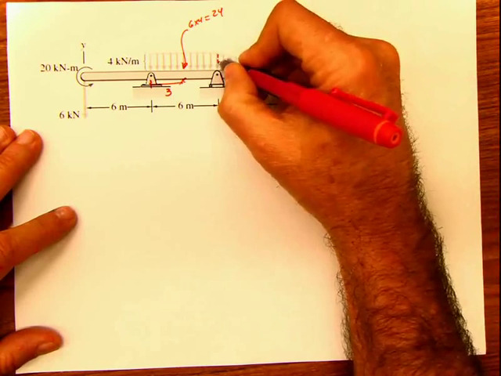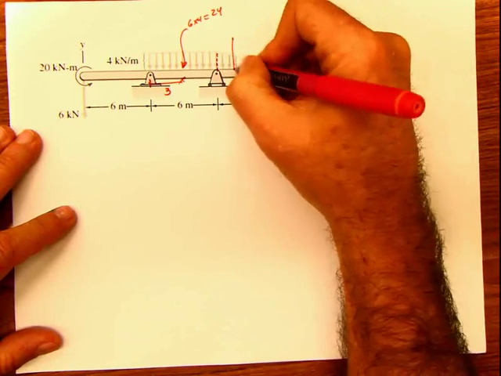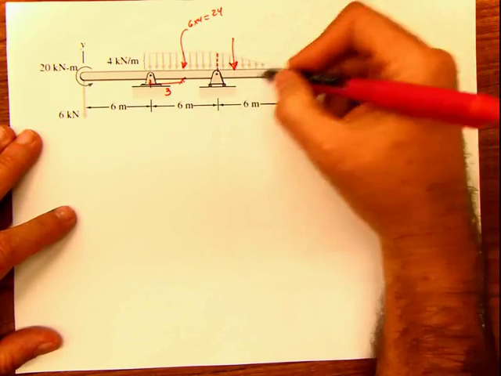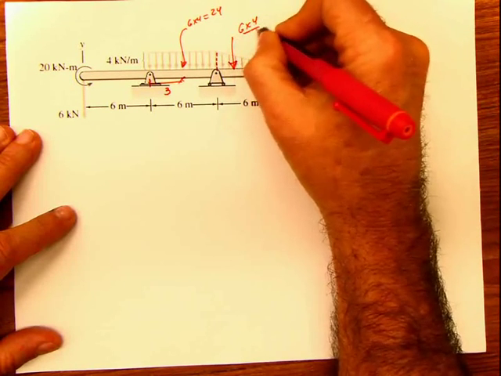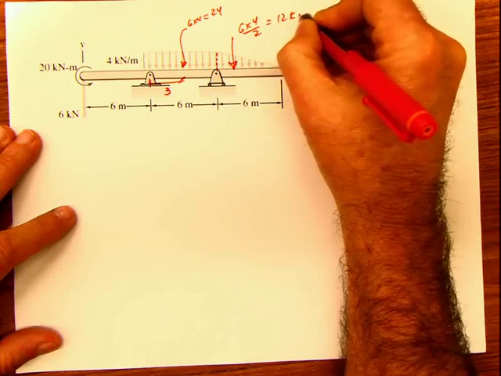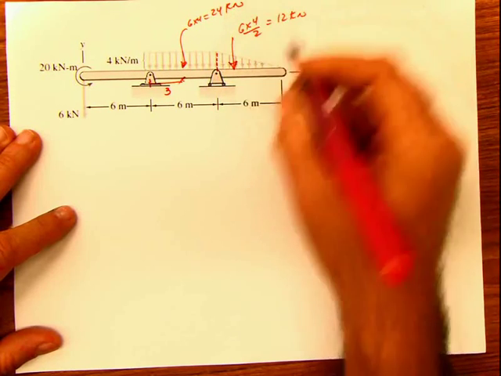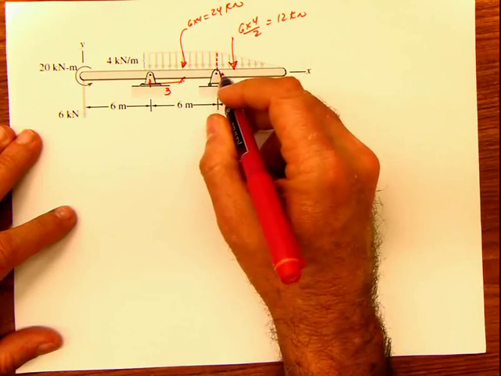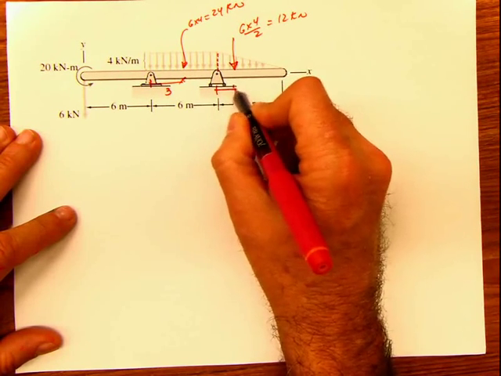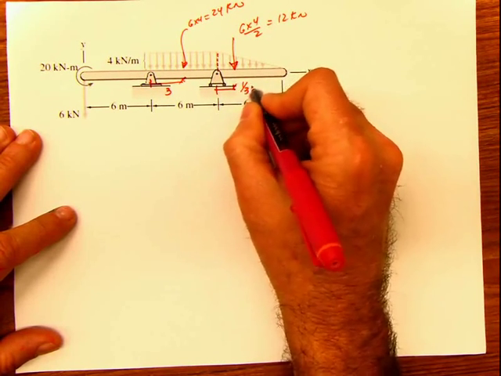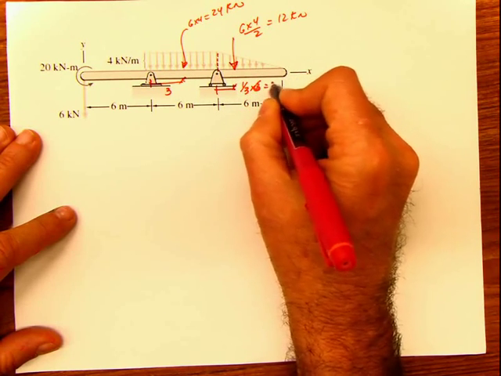And here you have a triangular distributed load, which is going to be 6 times 4 divided by 2, make it 12 kilonewton. And the application of this load is going to be 1/3 of the base from the right angle. 1/3 times 3 times 6, which is 2 meters.